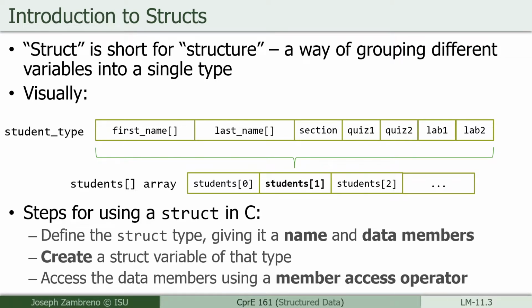Our steps for using a struct in C: our first step is we have to define that struct type. We have to give it a name and a series of data members that also have to have names associated with them. We then have to create or otherwise allocate a structure variable of that particular type. And then, when we need to update something, we have to access the data members using the so-called member access operator, the dot operator in C.